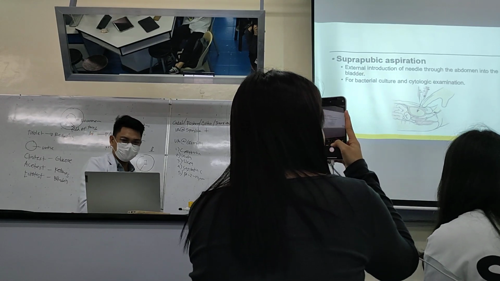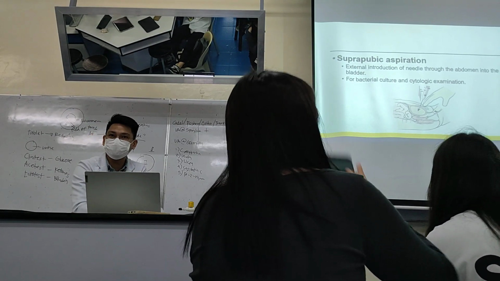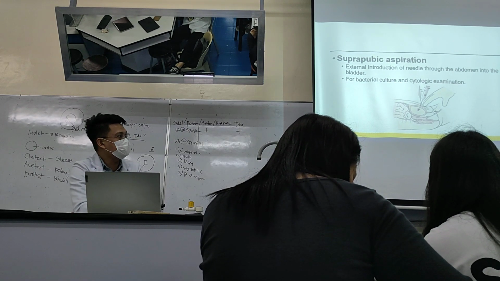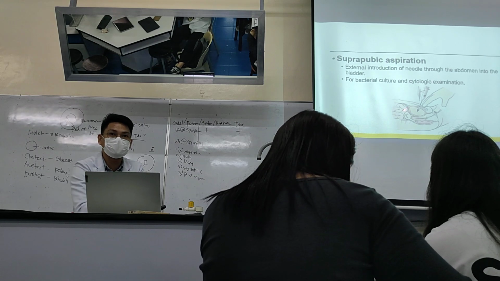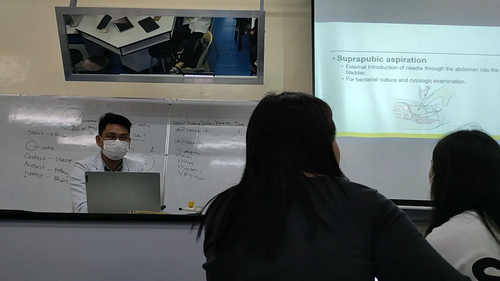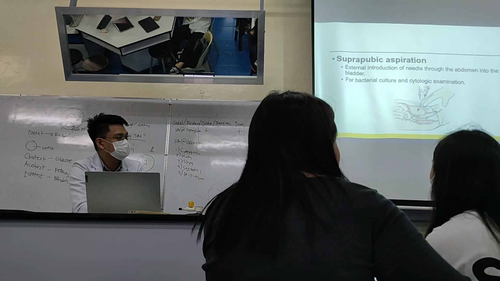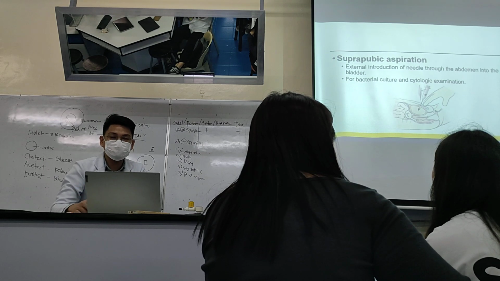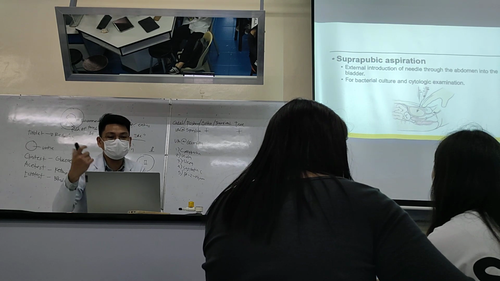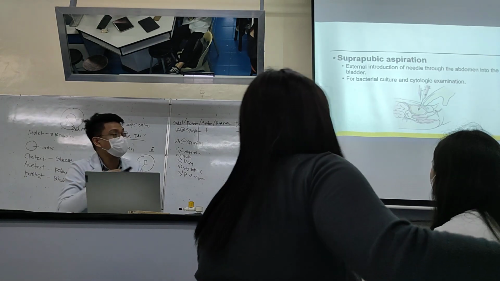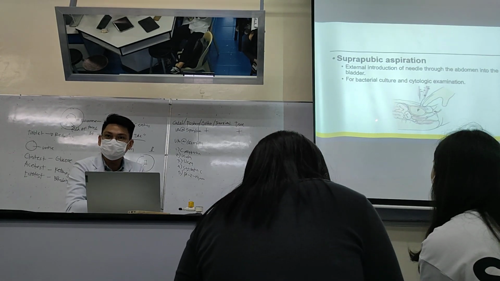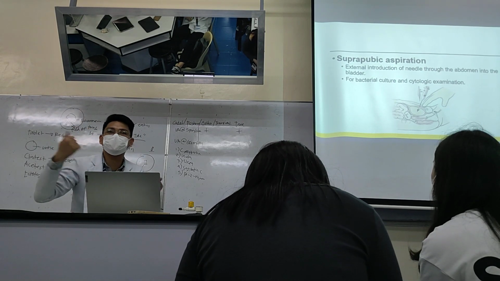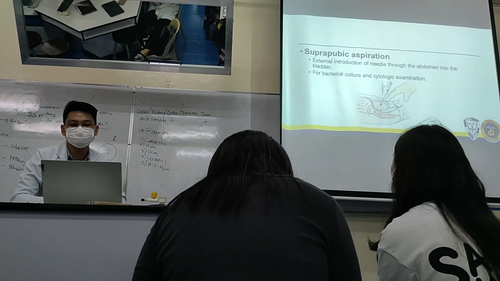Next, we have suprapubic aspiration. This is a traumatizing way of collecting urine. Imagine the bladder is directly punctured. But we're not worried because this is assisted with ultrasound to make sure the bladder is properly located. This is the gold standard urine sample for bacterial culture, because there is less contamination. Directly puncture, then aspirate the urine, then collect it.